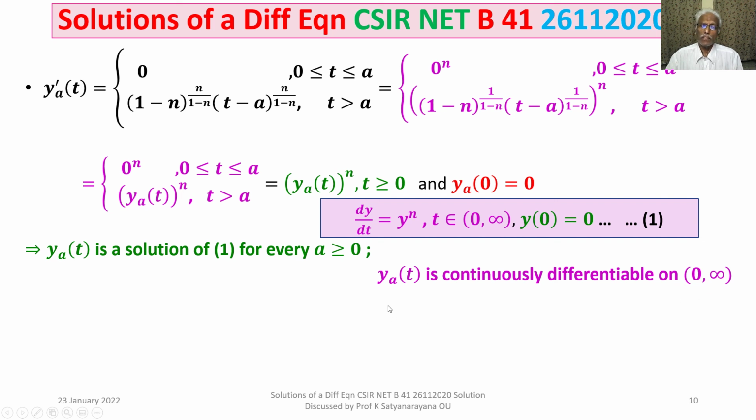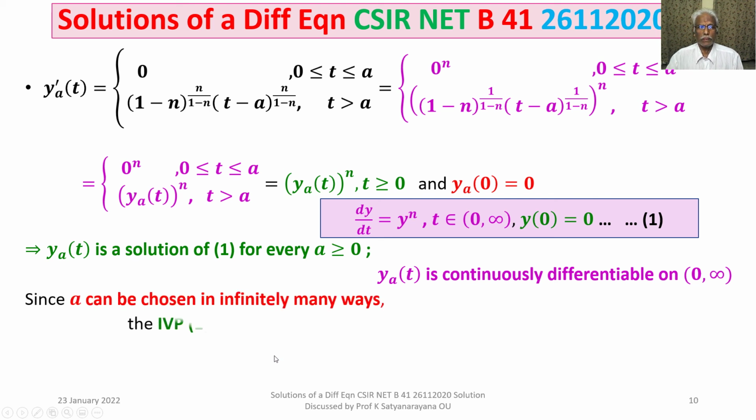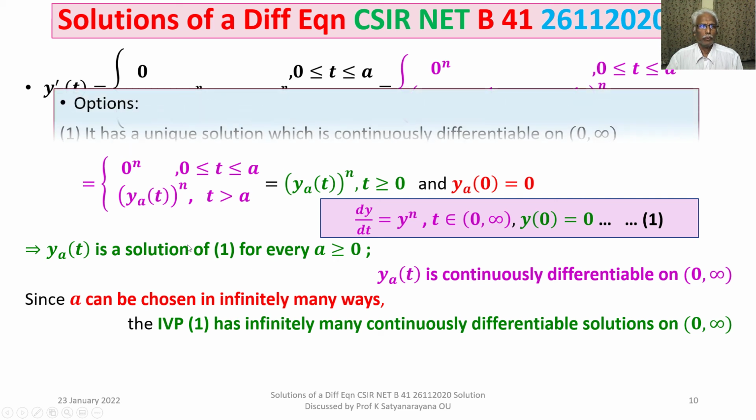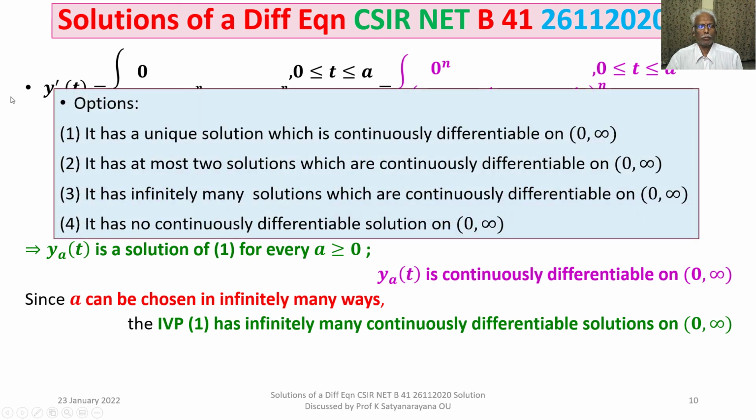How many such continuously differentiable solutions are there? Since a can be chosen infinitely many ways, the initial value problem has infinitely many continuously differentiable solutions on 0 to infinity. Let's look at the options. Option 3 says it has infinitely many solutions which are continuously differentiable on 0 to infinity. Therefore, our answer is that option 3 is true.